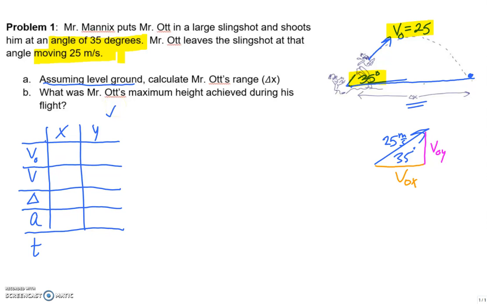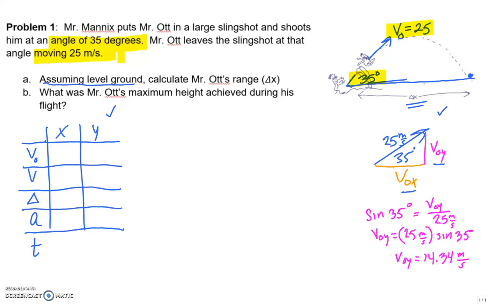Key to the solution will be a table of horizontal and vertical values, as well as the trigonometry needed to figure out the initial velocity horizontally and the initial velocity vertically as Mr. Ott is launched from the slingshot.